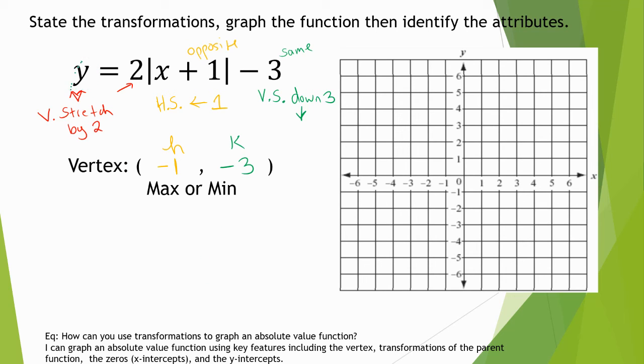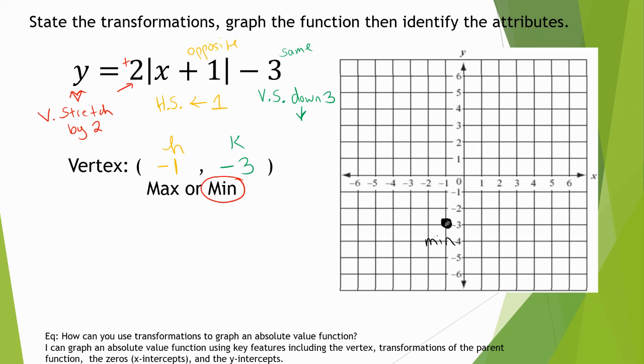Since we already know our v is going to open up because our 2 is a +2, we know it's going to open up, so we know this vertex point is going to be the minimum. But you can also graph it to tell. All right, so let's go ahead and plot our vertex. You're going to go left 1, down 2, 3. That is our vertex. That is our minimum.